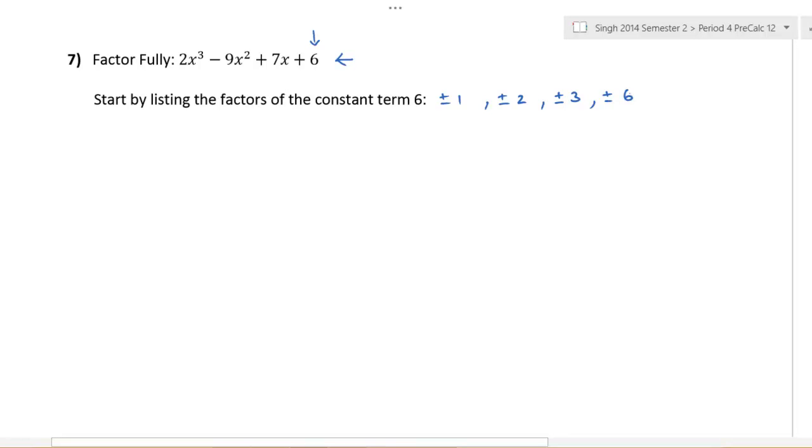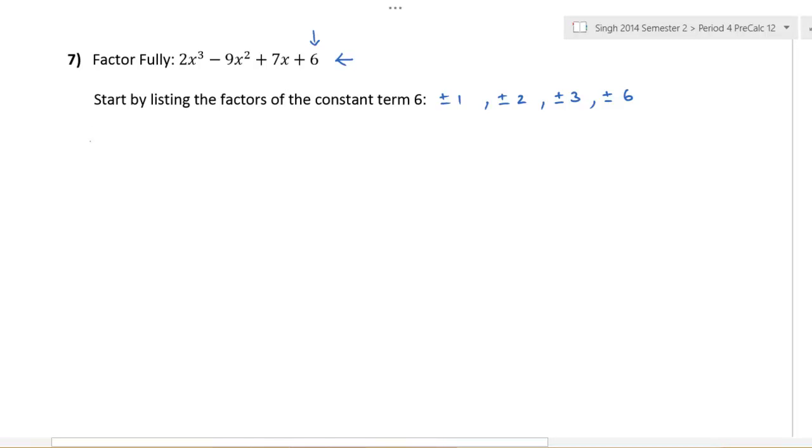6. And here's the trick. I don't have to test every single one of those things. I don't have to test all 8 values over there. I just need to test enough values until I find one factor. Because once I've got one factor, then what's going to be left is a simpler quadratic which I can factor in other ways. So let me start by checking a few of these values.